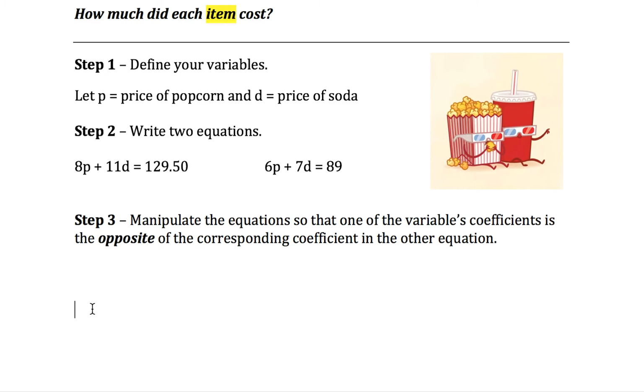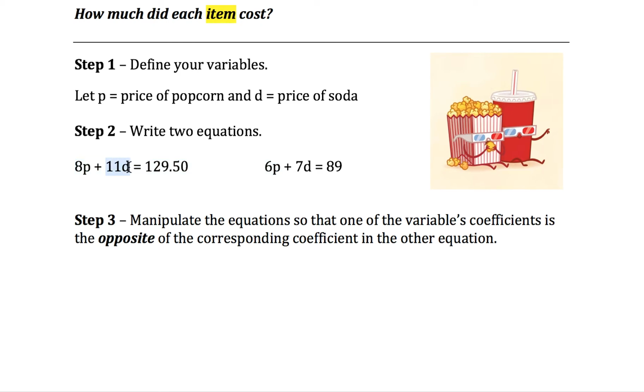Step 3. Manipulate the equations so that one of the variable's coefficients is the opposite of the corresponding coefficient in the other equation. So we basically want to get this 8P and 6P. We want those coefficients to be opposites, like positive 100 and negative 100, or positive 3 and negative 3, so that when we add the equations together, that variable will get eliminated.